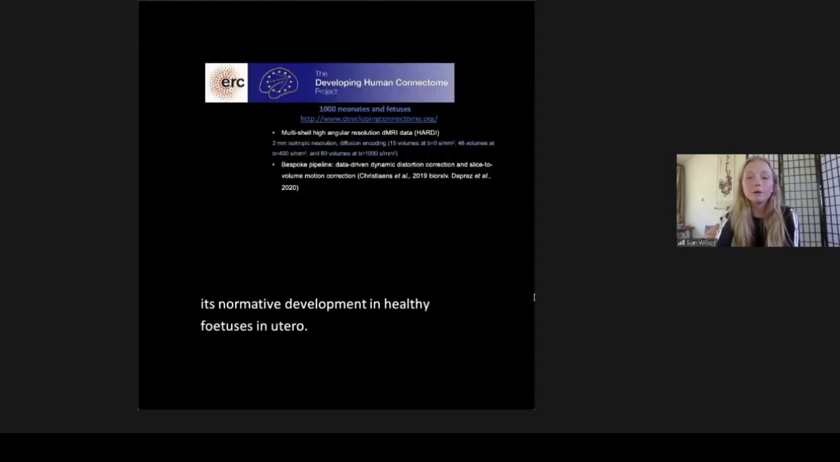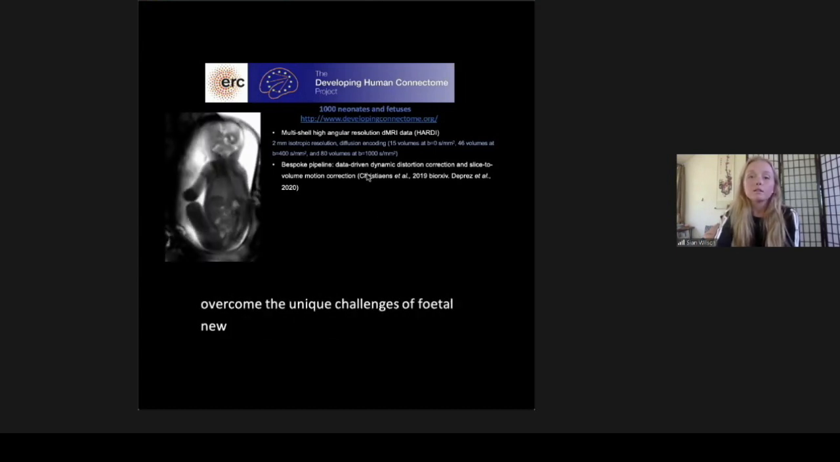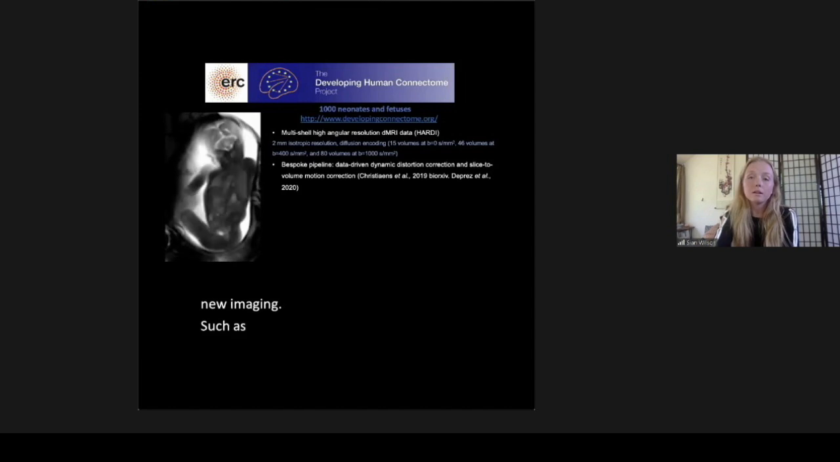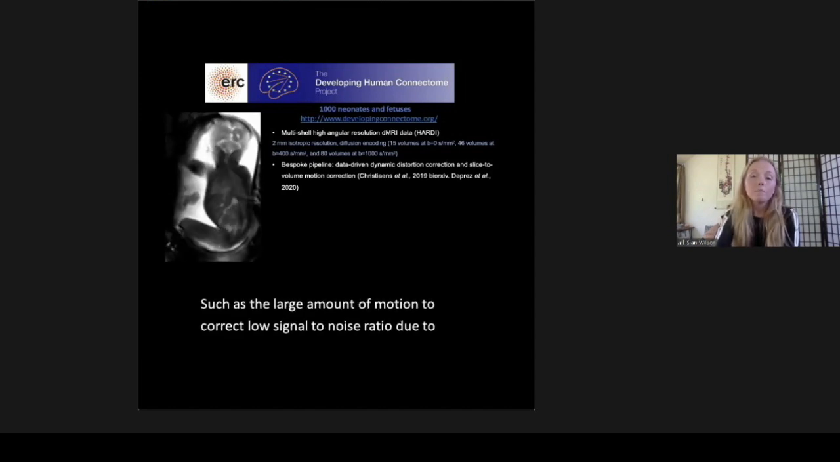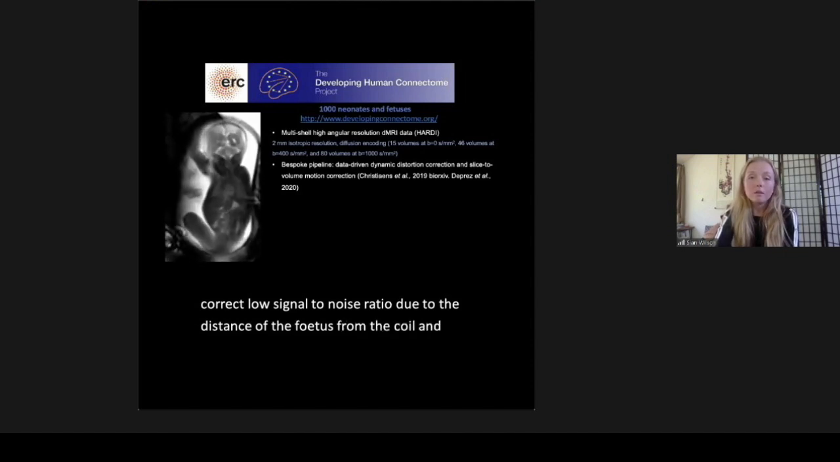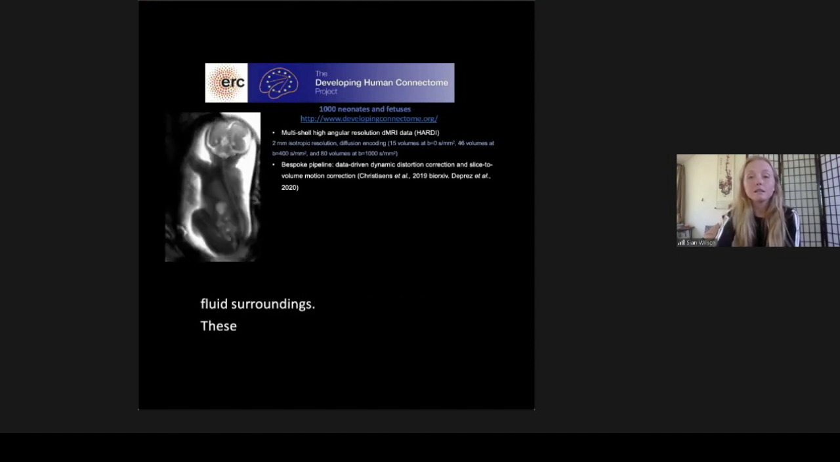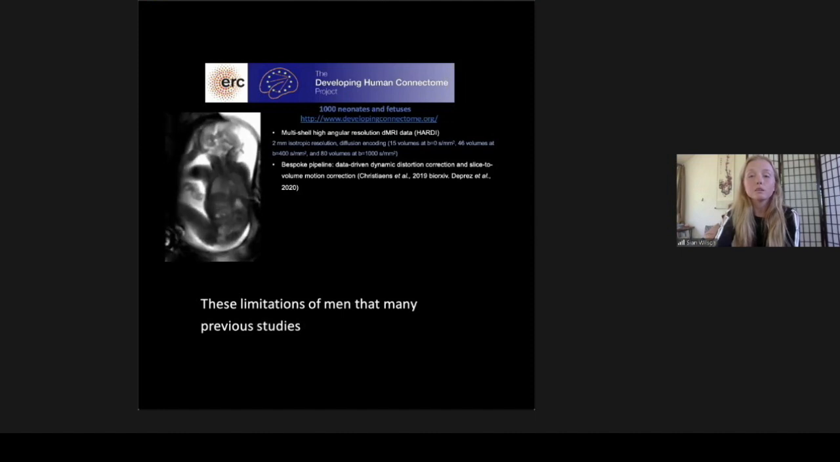This has been enabled by the Developing Human Connectome project, scanning 1,000 neonates and fetuses with multi-shell high angular resolution diffusion MRI, acquired with the parameters shown in blue. This project has developed methods that overcome the unique challenges of fetal neuroimaging, such as the large amount of motion to correct, low signal-to-noise ratio due to the distance of the fetus from the coil, and the fluid surroundings. These limitations have meant that many previous studies have high dropout rates and have ended up with smaller cohorts.